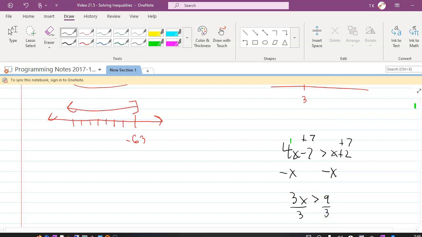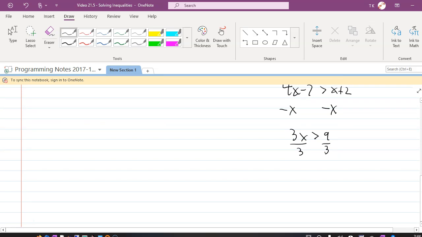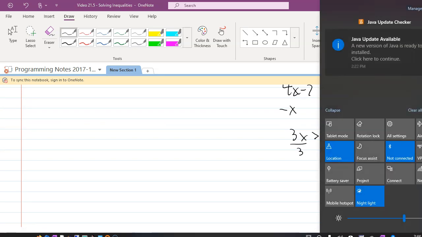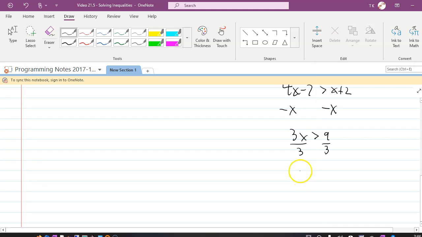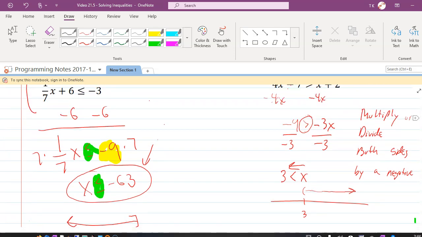You won't always multiply or divide both sides by a negative on any one particular problem. Sometimes it depends on how you solve it. But if you end up in a situation where you do multiply or divide both sides by a negative, go ahead and flip that inequality.